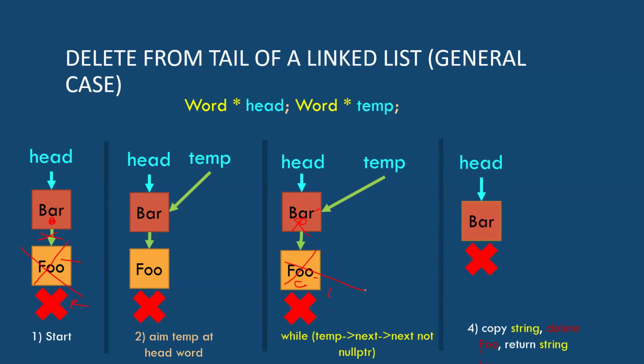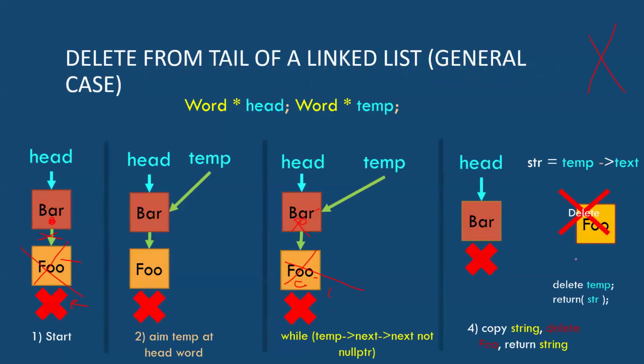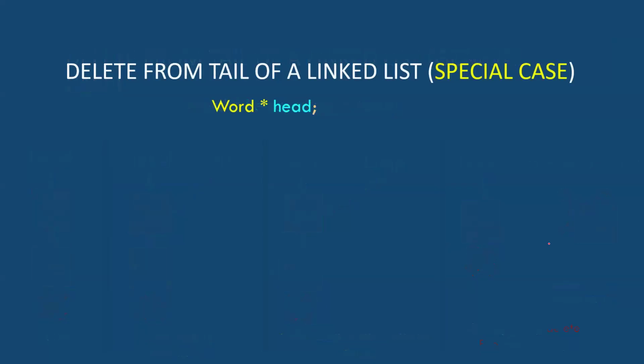So we would copy the string, delete the foo, nullify the pointer. I don't know if that's in there. We need to fix that. We need to say temp next equals null. Is that in there? Nope, I don't have that in there. I should put that. That's an important part of that step there. Okay? Otherwise, we'll have a bug. Okay, so that's deleting from the tail.